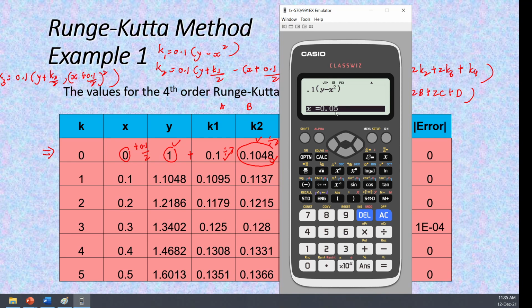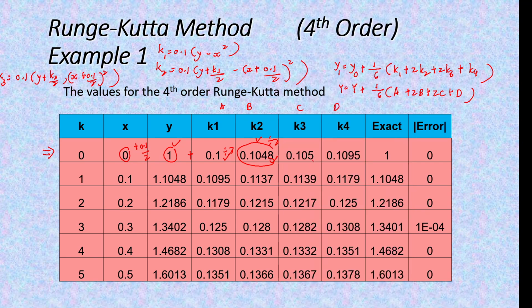The x for K3 is the same as your input for K2, meaning the x for K2 and K3 are the same. Then you just equal it. So you get 0.1050. That is K3. Later on, using the same formula, you calculate for K4.